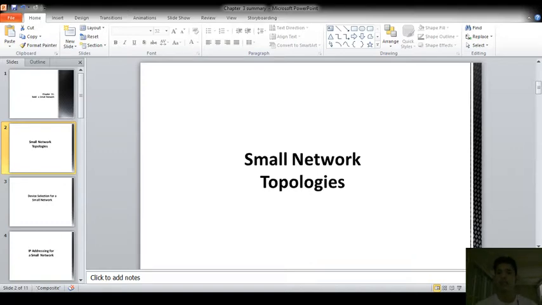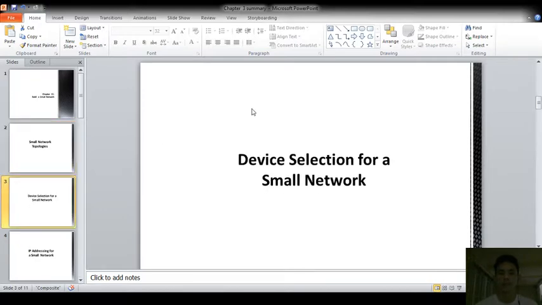So the next thing that we're going to discuss is the device selection for a small network. There are also factors to consider when choosing a device in addition to those listed in the graphic. These include OS features such as security, L3 switching, QoS, and VoIP.